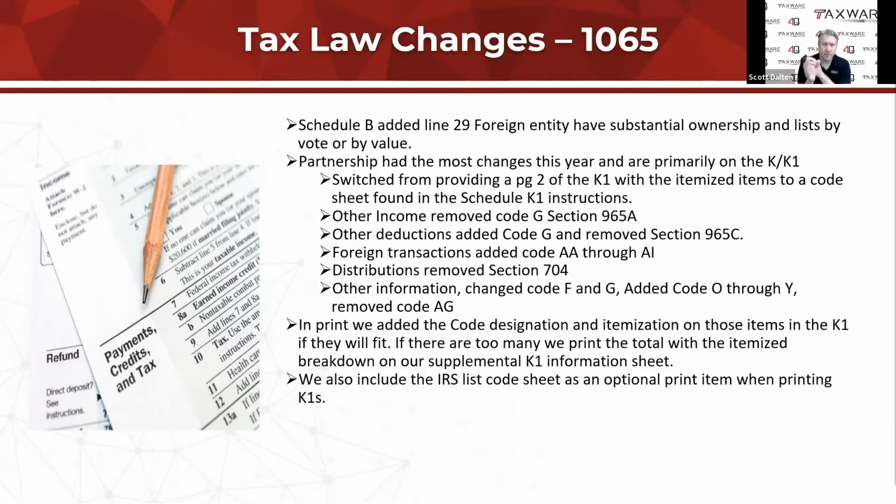I don't know about you, but I get a K1 and it has some abstract code. The first thing I've got to do is open up the instructions and find out what this code is. After time, we begin to memorize some of the codes, but it's not always the easiest thing to do. So we provided the informational sheet with the instruction on where some of those items might carry onto the 1040 system. Well, now they have this worksheet, which provides that same information, but in an even more detailed process.